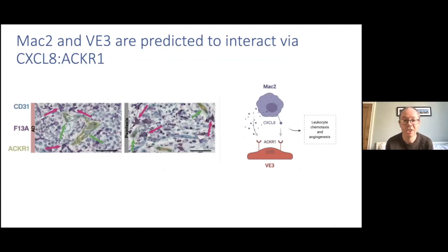Do these cells have any interaction with each other? Again, knowing what ligands and receptors these cells express, we can make predictions about how they could be interacting with each other, as they're both found in the dermis. Using CellPhoneDB to make these predictions, there's a highly predicted interaction between ACKR1 on vascular endothelium 3 and CXCL8 on MAC2. We can stain for these cells in skin, with CD31 as a marker, and we find that they are closely opposed to one another in tissue.